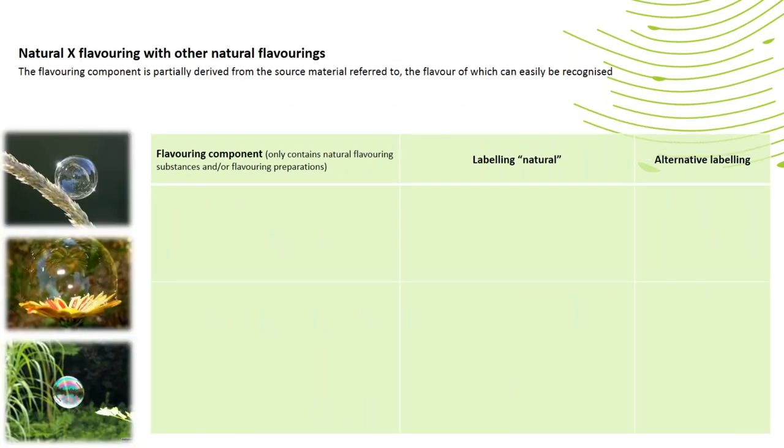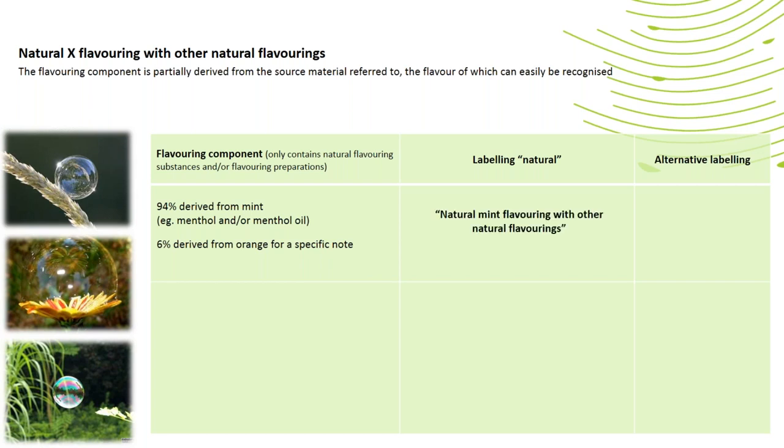The third category, natural X flavoring with other natural flavorings. Once again, the flavoring component has both natural flavoring substances and flavoring preparations. So here we have less than 95% from mint and 6% from orange for a specific note. So the label will be, if you are under 95, natural mint flavoring with other natural flavorings. And again, mint flavoring or flavoring is possible without the natural word, remember.